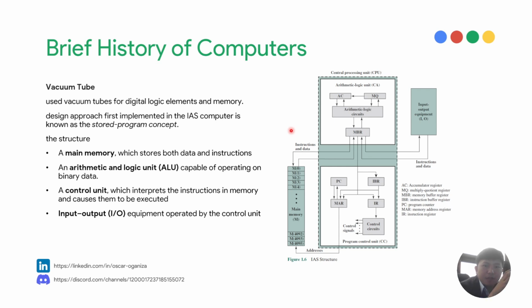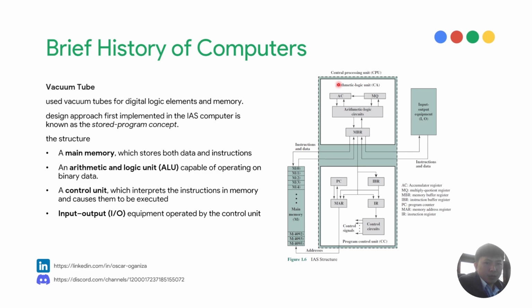So here's the structure of the vacuum tube. We have the main memory, the arithmetic logic unit, the control unit, and the input-output equipment. If you notice, we have something like the von Neumann architecture, the Princeton architecture, wherein the structure has a main memory. Di ba? We also have the ALU, the arithmetic logic unit, and the control unit that is the processor of the instructions decoded by the fetch cycle, and the input output equipment. If you notice on the right side, we have the IAS structure, wherein this is the content of our CPU, or the central processing unit.